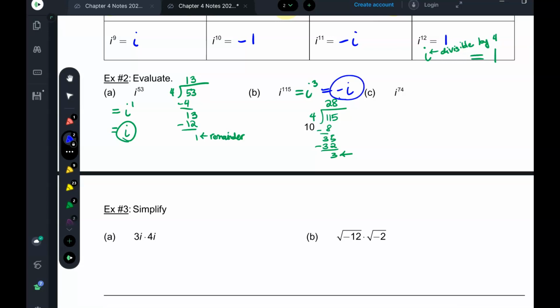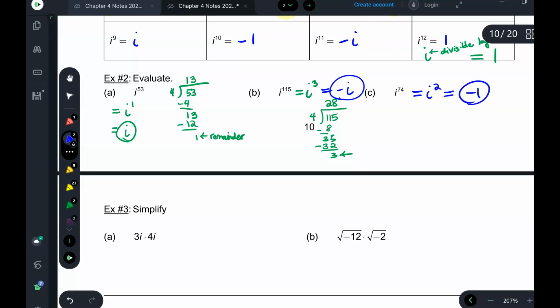i to the 74th. What do you think? Now, some of you might be able to do this in your head, right? 4 goes into 72 evenly, right? Yes. And so that's the way I look at it. If you can do quick mental math, like I know 4 goes into 72, and then you'd have 2 more. So it's i squared, which is -1. Or do the division, and the remainder is always going to be your exponent.